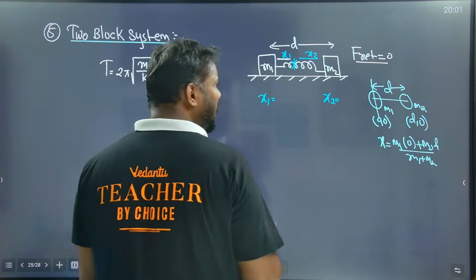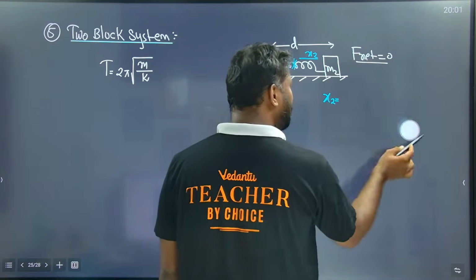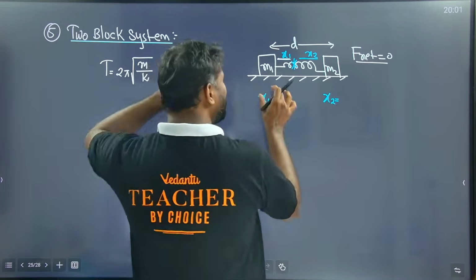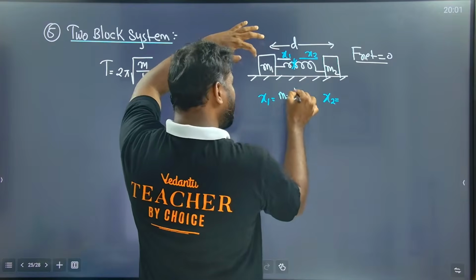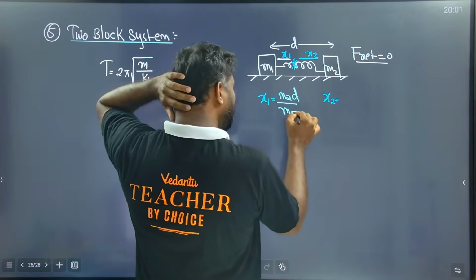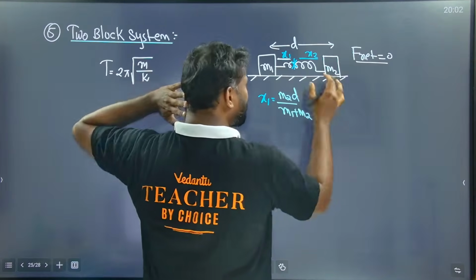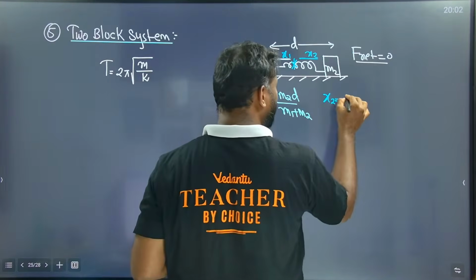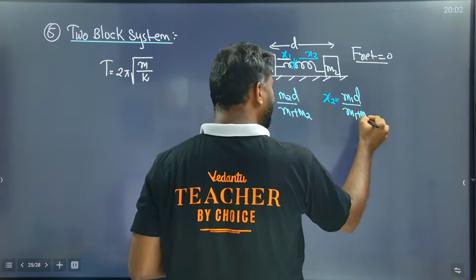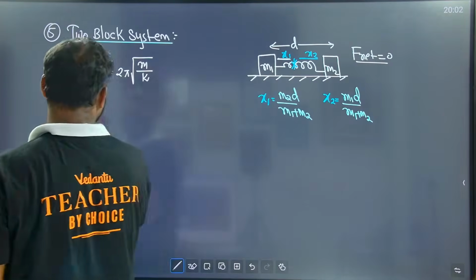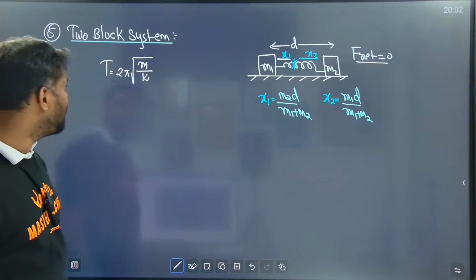Yes or no? So இங்க என்ன அப்ளை பண்ண போறேன் அப்படின்னா, எப்படி அப்ளை பண்ண போகிறேன்? So இது x1 வேணும் அப்படின்னா எப்படி கால்குலேட் பண்ணலாம்? இங்கிருந்து நான் கால்குலேட் பண்ணுறேன். m2d divided by m1 plus m2. இது x2 எப்படி கால்குலேட் பண்ணலாம்? இந்த டிஸ்டன்ஸ் கால்குலேட் பண்ணுறேன். m1d divided by m1 plus m2.